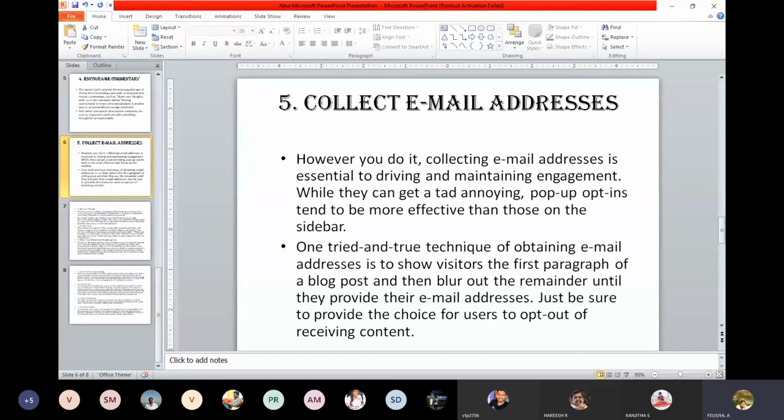Then collect email address. Collecting email addresses is all about collecting them and putting them in the database, so that they can analyze what kind of content this person is searching for. For example, they are collecting my email address, even your class email address, but when they do an analysis, they will see what kind of searches these people are doing.